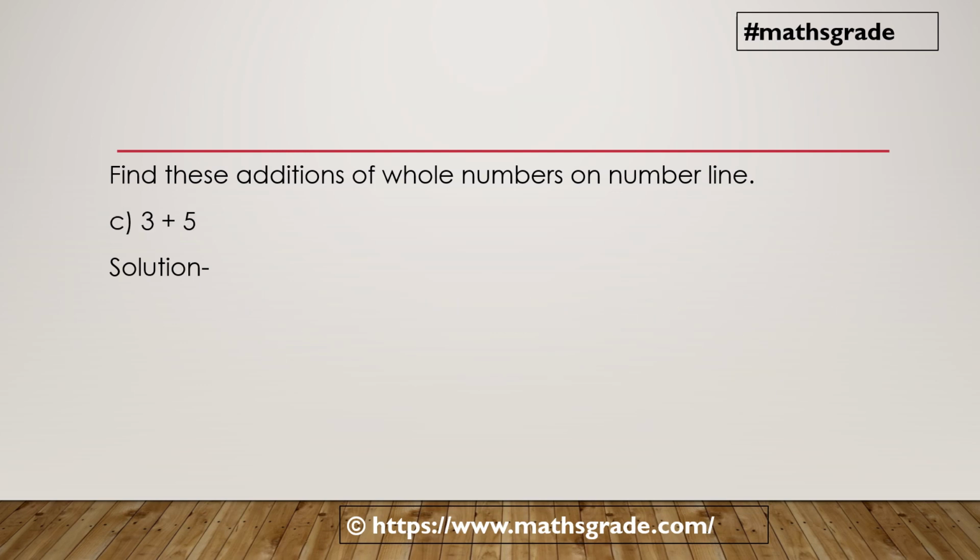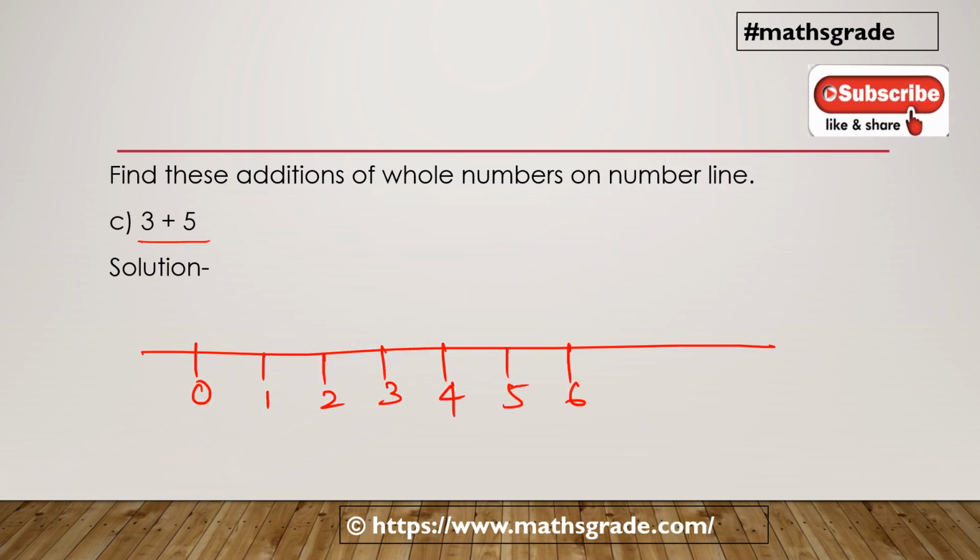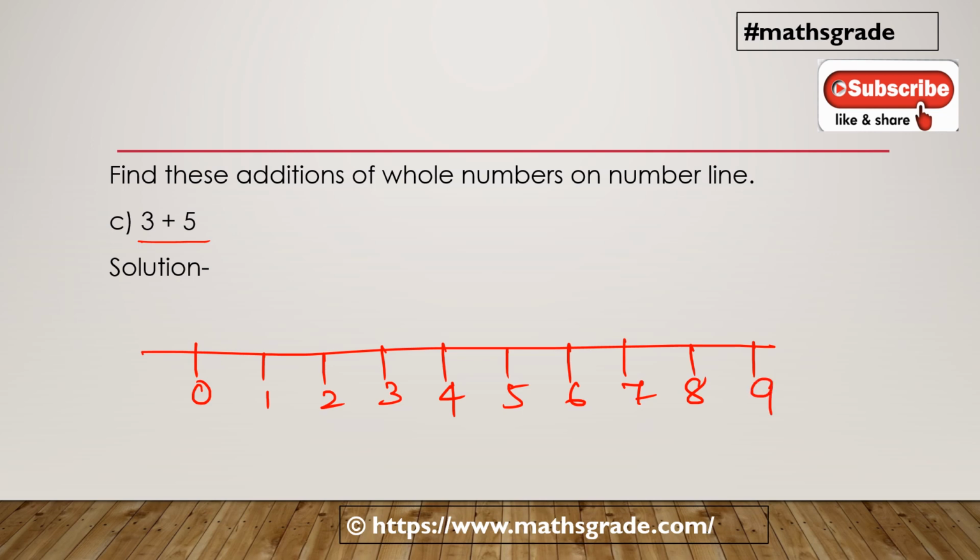Now we will solve question number three, bit C, 3 plus 5. First find this addition on the number line. First draw the number line starting with 0, whole numbers start with 0, then 1, 2, 3, 4, 5, 6, 7, 8, 9, 10.